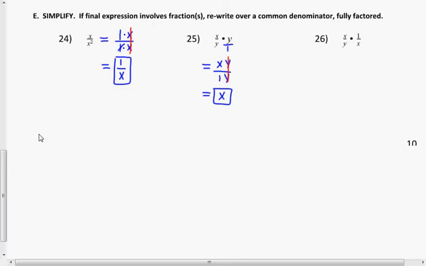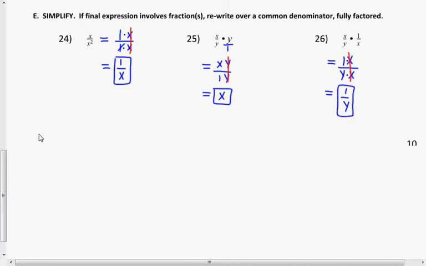For 26, multiply across the top and across the bottom. And you can see that the common factor of x that's in the numerator and denominator will cancel, and we're left with 1 over y. So these three, very basic.